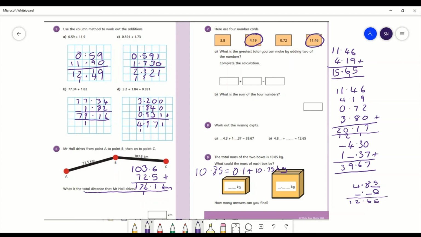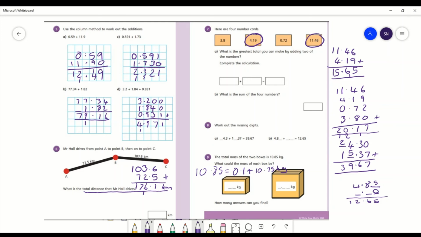Okay, next it says work out the missing digits. So I've set these up, and I've got these lines here to show where the missing digits are. So I've got the answer here, so 7, so I'm working backwards. 3, that's 6. Okay, so 4 add something is 9, so I put in a 5 there. I've got to figure out what would add to that, so it's a 2. So it's 24.3 add 15.37 equals 39.7.